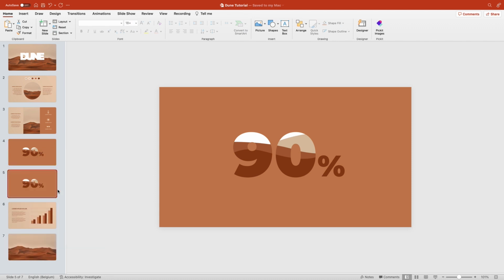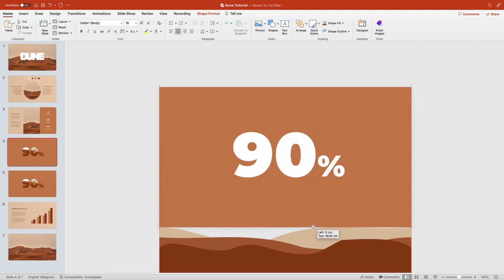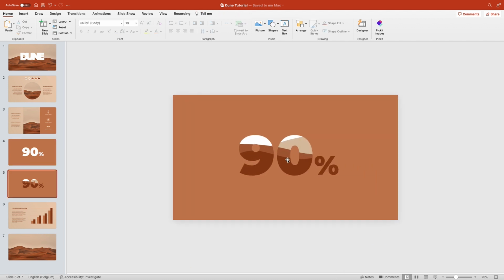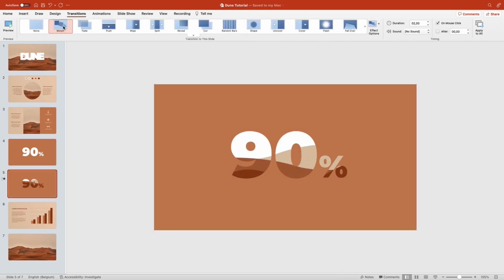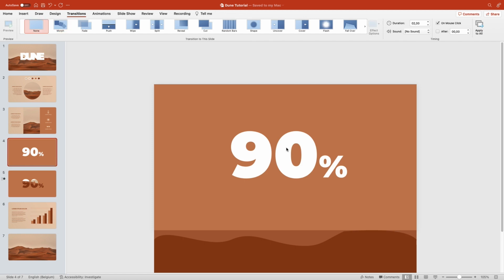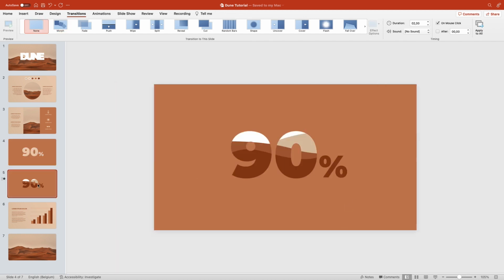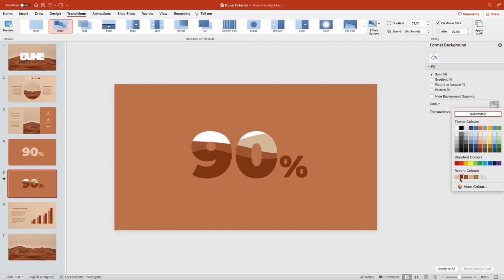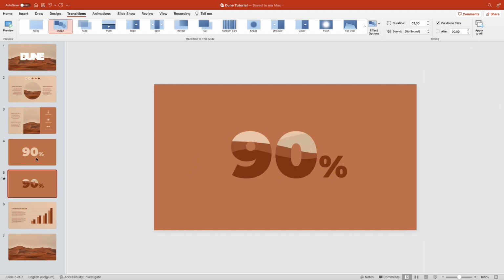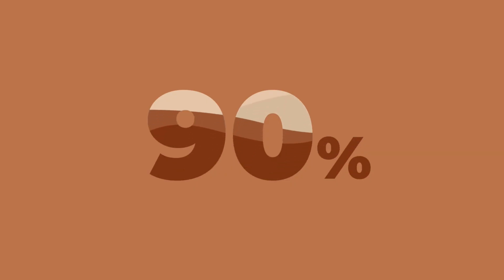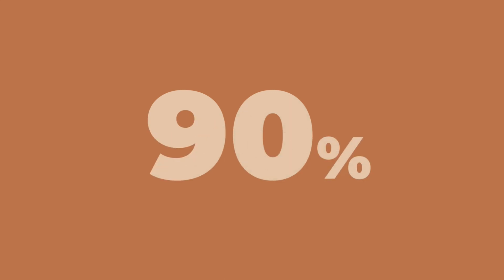Duplicate the slide, and then go to the first slide again and drag the shapes from behind, drag them all the way down. Then we want to add a morph transition to the second slide. The white is a little bit harsh, so let's create a beige background and do the same on the second slide. And preview. That is the desired effect.